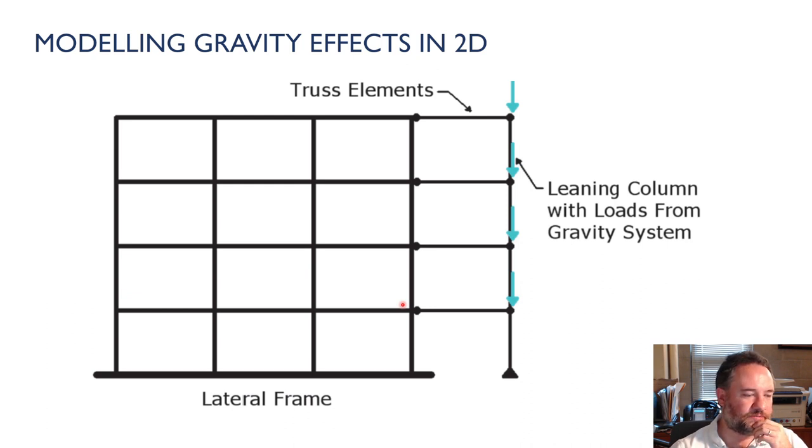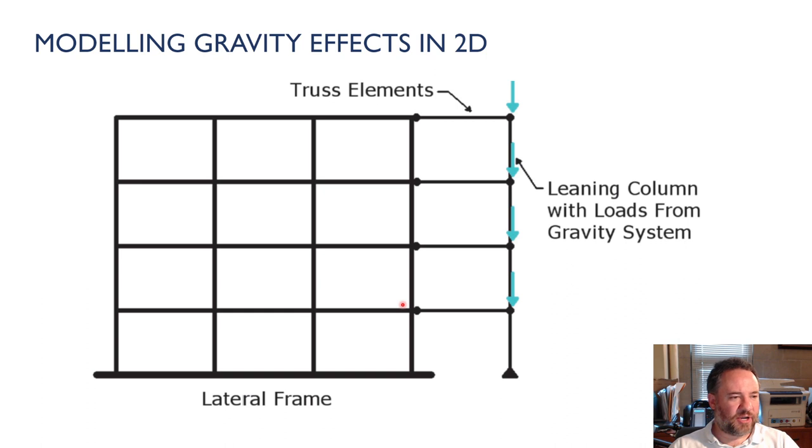Okay, so now we talked last week about 3D structures and needing to lay out diaphragms and make sure that the distribution of mass was correct and everything, and actually modeling the gravity frame so that we can take into account P delta effects. Now, what happens if we build a 2D model, like most of the models that we're going to build in this course are going to be 2D? How do we model the gravity frame?